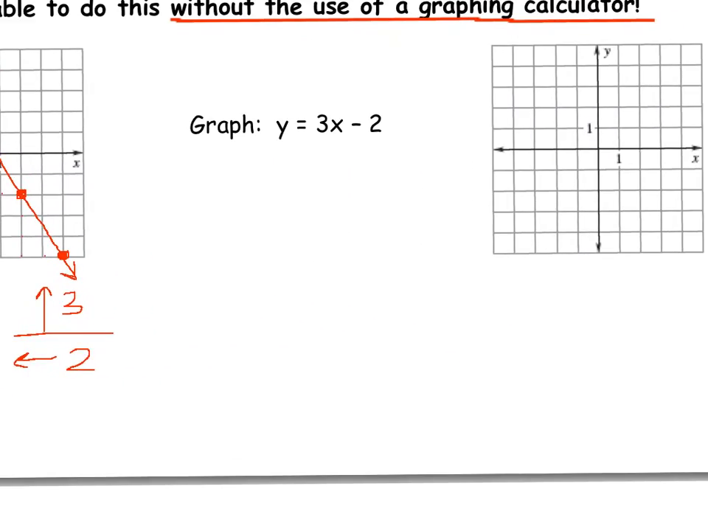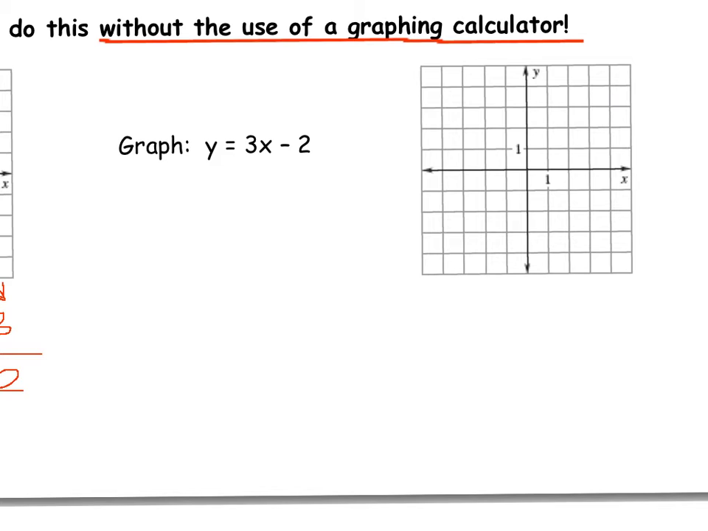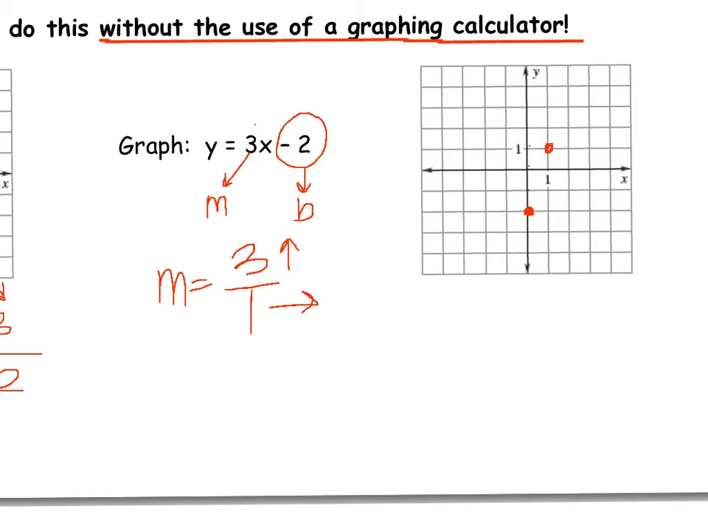Now let me slide it over. Let's try another one. If I give you y equals 3x minus 2, negative 2 is my y-intercept. So on the y-axis, I go down to negative 2 and I plot my point. The 3 then is my slope. The problem is we said we want slope as a fraction, so I'm going to write 3 over 1. Because it's a positive 3, I go up, and a positive 1, I go to the right. So from the point I just made, I go up 3 and over 1 to the right, and up 3 and over 1 to the right.